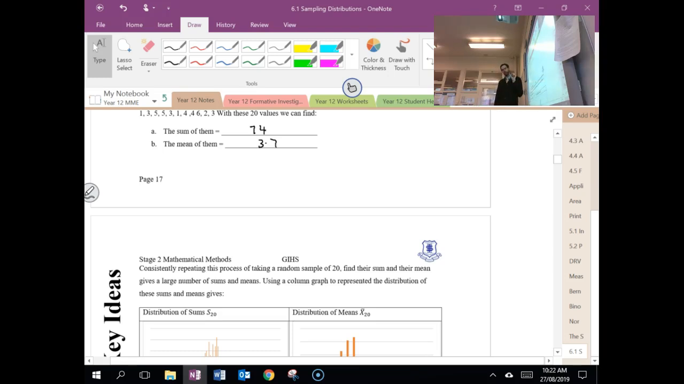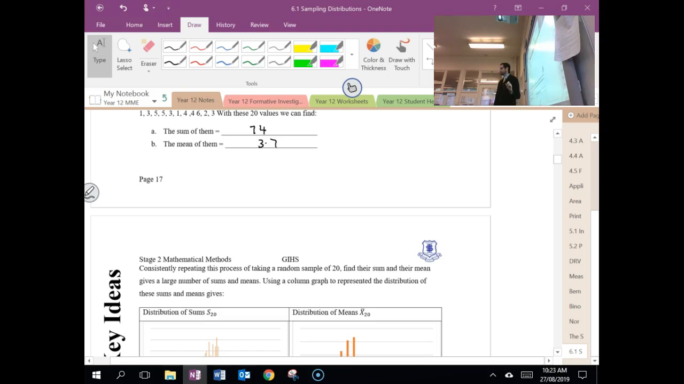So, in particular in this case though, we're taking samples of 20. So the new sample will be a sample of 20, and I can find their sum and their mean. And then as I consistently repeat the process, I'll always be getting samples of 20. That number 20 is very important. And then I can draw a column graph to represent the distribution.